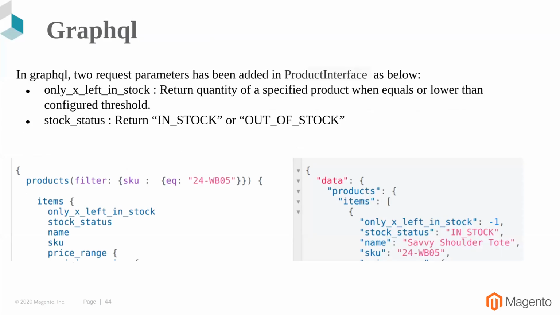Next, the GraphQL which is provided by MSI. These two request parameters are added in the product interface, in the interface API actually: only X left in stock and stock status. Okay.